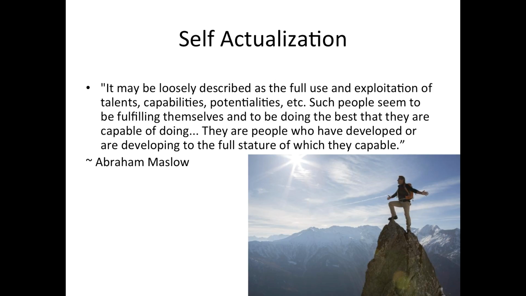Self actualization. This is the most complex part of the hierarchy, and Maslow describes it as, "It may be loosely described as the full use and exploitation of talents, capabilities, and potentials. Such people seem to be fulfilling themselves and to be doing the best that they are capable of doing. They are people who have developed or are developing the full stature of which they are capable."